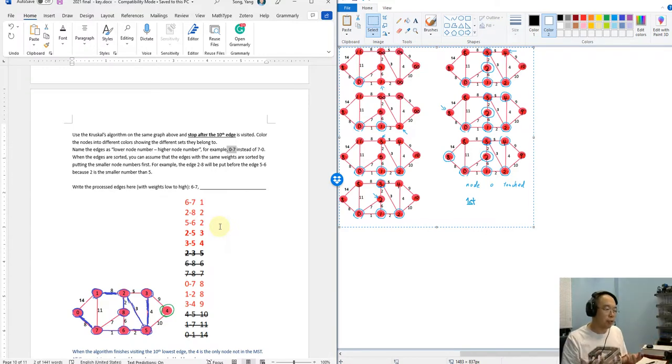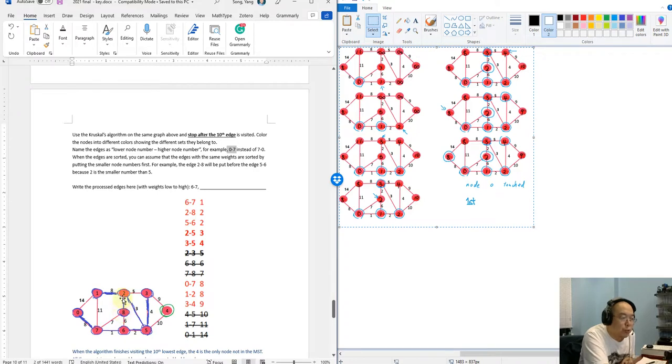So in Kruskal, we start by considering all the nodes to be in different sets. Then we visit the edges one by one, from the lowest to the highest. For each edge, there are two possibilities. If the two nodes connected by this edge are not in the same set, we want to merge them together in one set. For example, 6 and 7 are connected by 1. This 6 and 7 are in separate sets, so I'm going to take this edge and combine the 6 and 7 into one set.